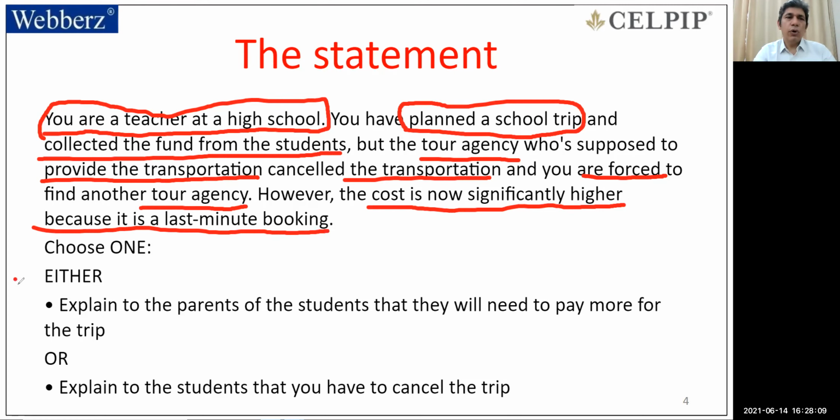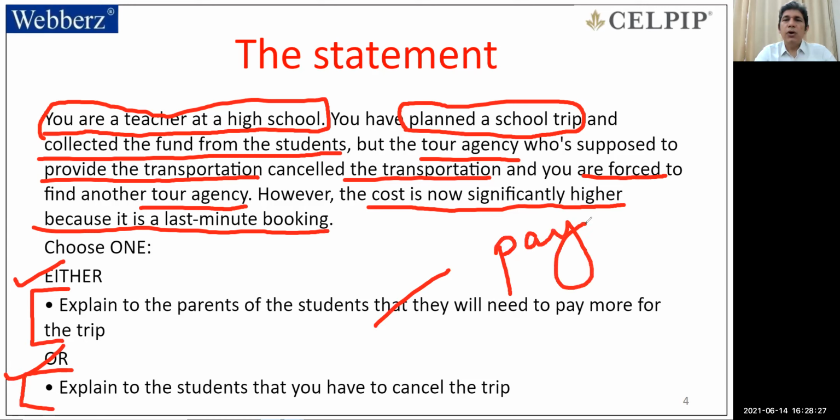So now you have two options, either this or this. Explain to the parents of the students that they will need to pay more for the trip, or explain to the students that you have to cancel the trip. So we have two options. One is pay more, and the second option is to cancel. Now, whichever one you choose, you have to justify that.